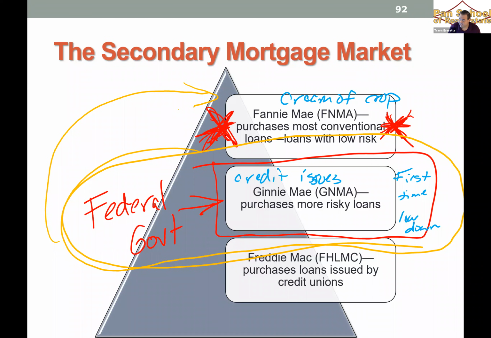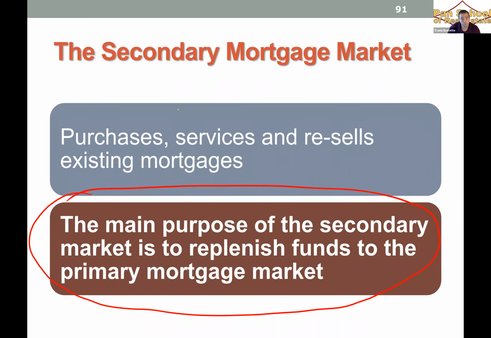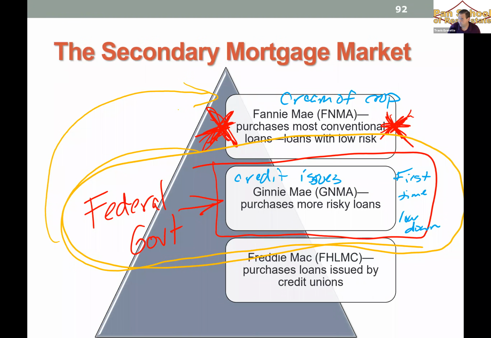Okay, that is the secondary mortgage market. But again, if you're asking the test, what's the purpose of it? Put money back in the primary market. All that selling of loans, eventually money flows back to the lenders who made the loans in the first place so that they can make more money.